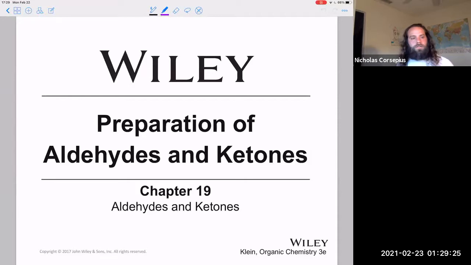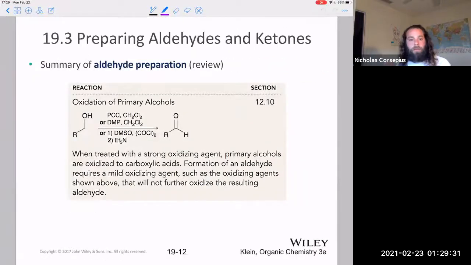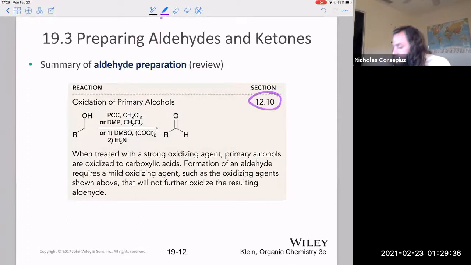All right, so now let's get into preparation of aldehydes and ketones. These are actually all reactions that we've learned about before. So I just want to make a note of these slides. You can find where in your textbook or where in the posted lecture slides we first discussed these reactions up in that top corner there.